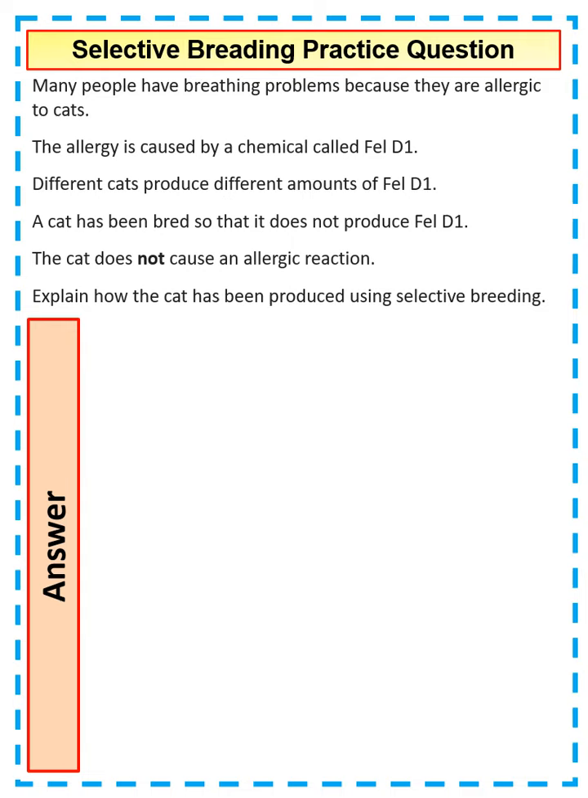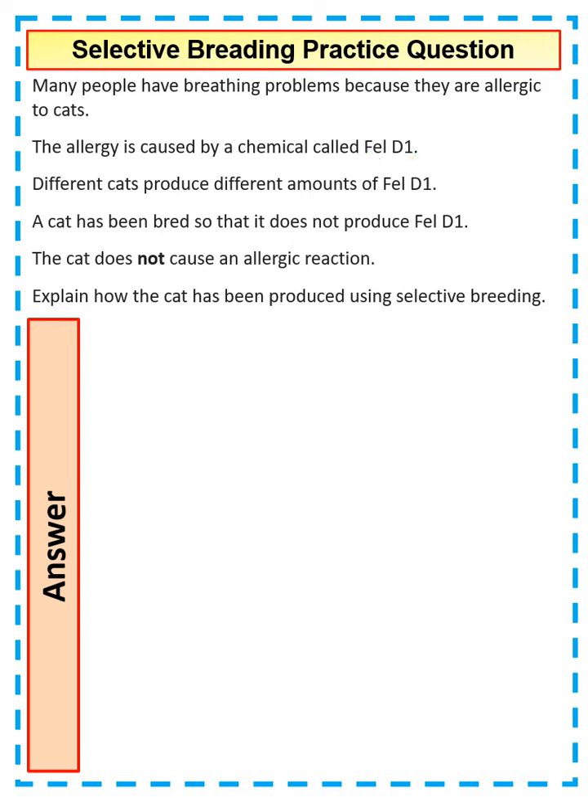So this is a question on selective breeding. Many people have breathing problems that cause them to be allergic to cats, right? So the question is going to have something to do with cat allergens. The allergy is caused by a chemical called FeLD1.